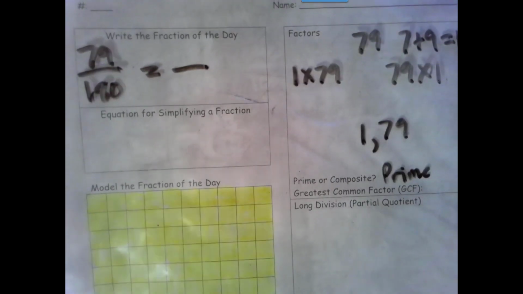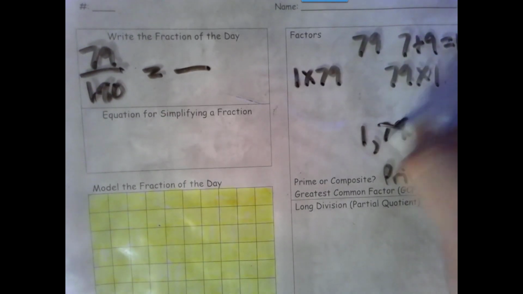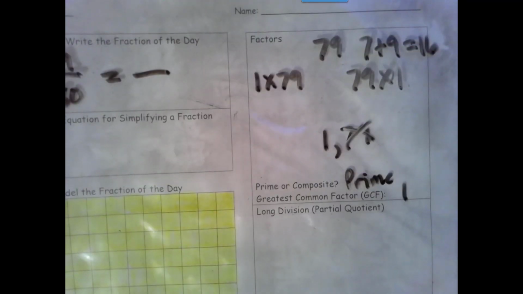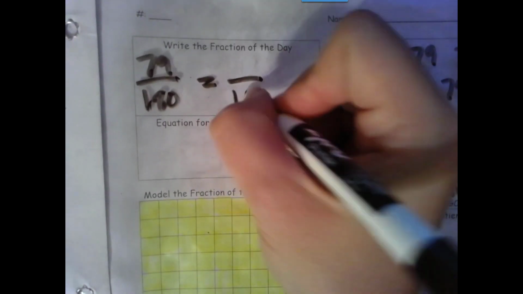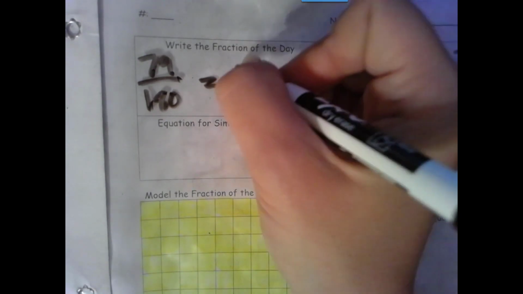That's 79, 10, 20, 30, 40, 50, 60, 71 plus 8. I have 28 left over, so 79 is not our greatest common factor. So that means 1 is our greatest common factor. So let's make our groups of 1. Done. How many total groups of 1 do we have? 180. How many are shaded in?